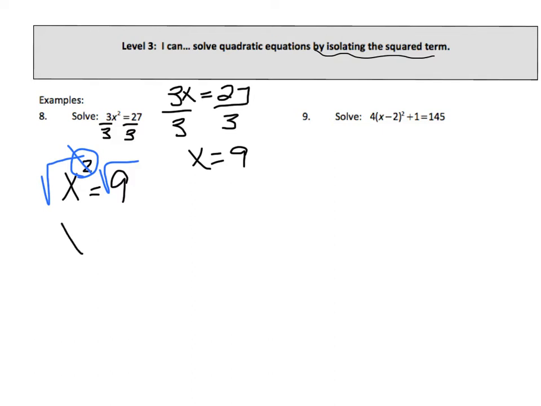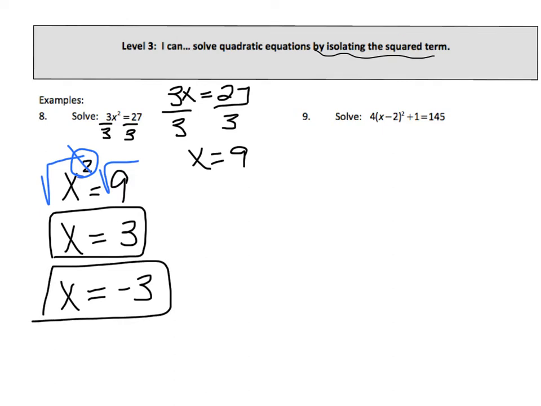So I'll just be left with x equals 3, and you also have x equals negative 3. Because if I'm thinking about this going backwards and plugging things back into x, a positive 3 squared is 9, and a negative 3 squared is also 9. So I need to make sure that I have both answers to the problem. Okay, so that's one way that you can go about doing this.